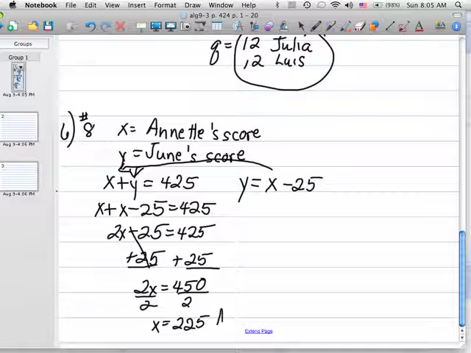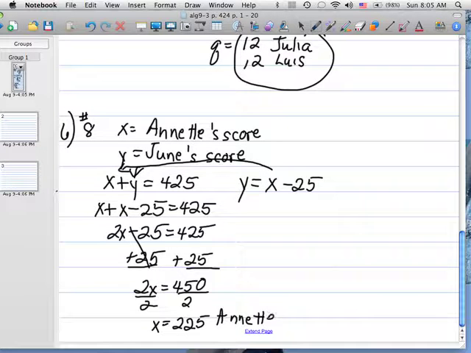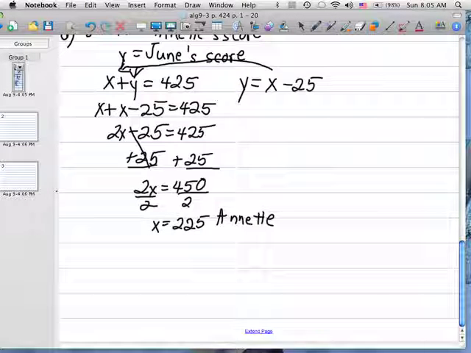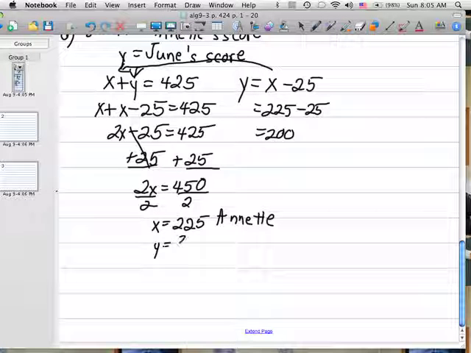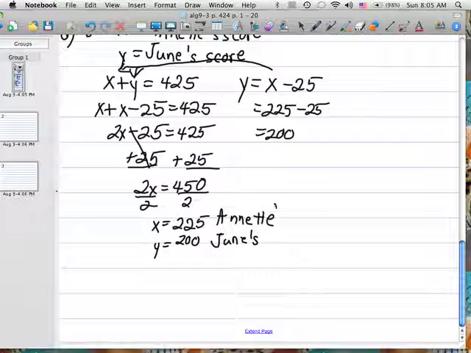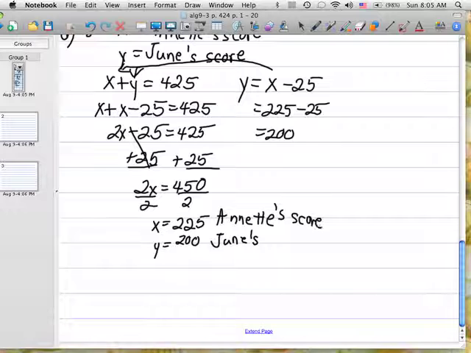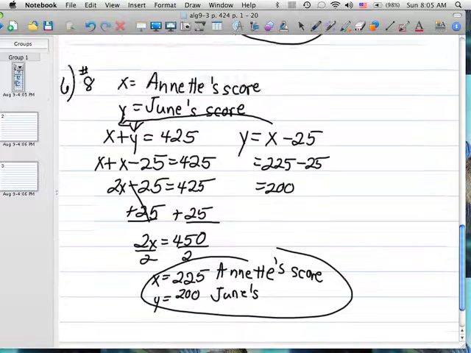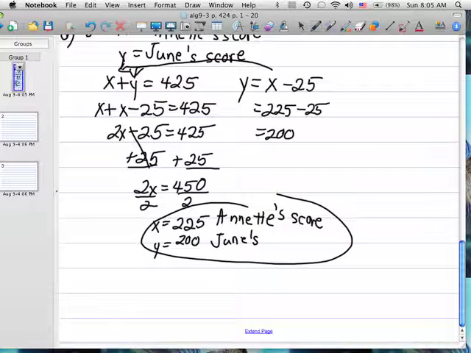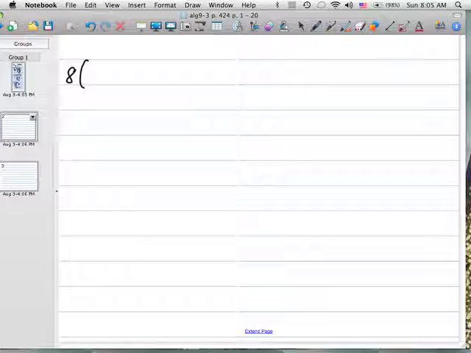So Annette's score would be 225. Plugging that back in here to find June's score, hers would be 225 minus 25 equals 200. So Y equals 200, which is June's score. That was problem number 6, which was 8. Problem number 8 would be number 10 on the oral exercises.